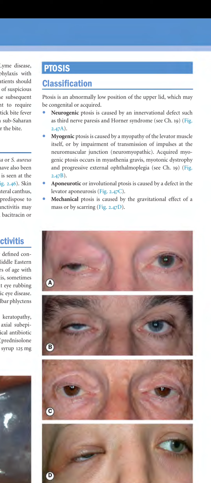Ptosis classification. Ptosis is an abnormally low position of the upper lid which may be congenital or acquired. So there are two types of ptosis. Number one is congenital, another one is acquired.